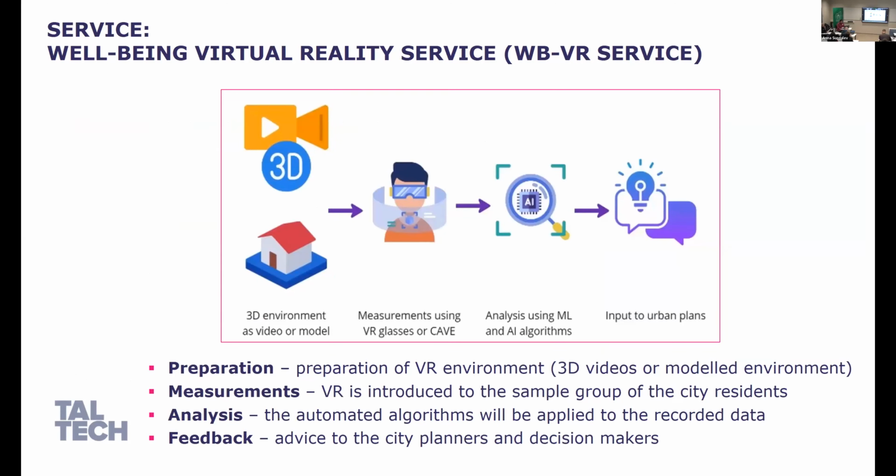In the second part of the project, we will develop the well-being profile virtual reality service that will include the following parts. In the preparation part, the 3D videos or modeled environment that is going to be assessed will be prepared for the physiological and psychological measurements in virtual reality. During the measurement part, the measurements will be carried out on a sample group of the city residents, and the signals and answers to the questionnaires will be collected. In the analysis part, the automated algorithms will be applied to the collected data and the results will be computed. In the feedback, we will include the interpretation of the results and advice to the city planners and decision makers.